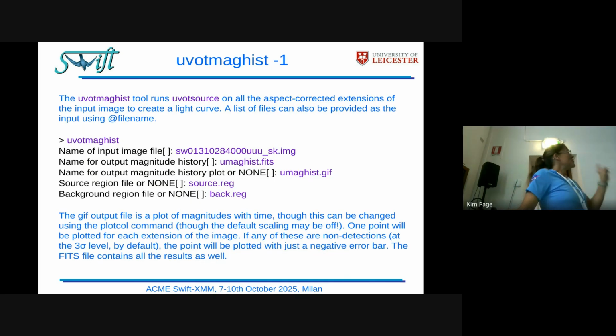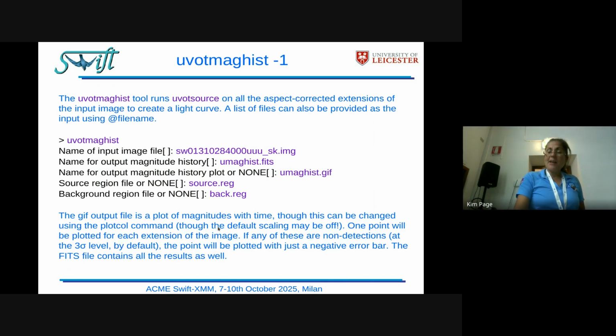Right, UVOT source can only do one image, one extension at a time, as I said. UVOT maghist will go through every extension that there is, as long as they're aspect corrected, and give you a magnitude for each extension. So you can do UVOT source and then do +1, +2, +3 on the separate extensions if you want, or you can use UVOT maghist and it'll do all of them in one go for you.